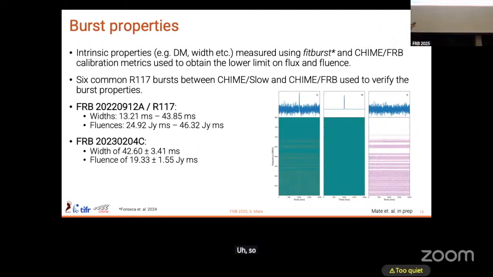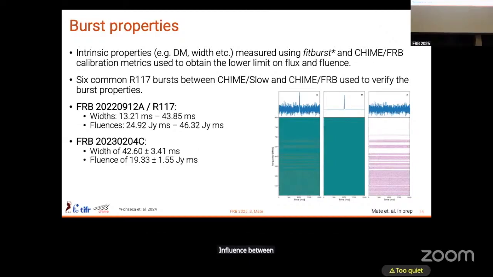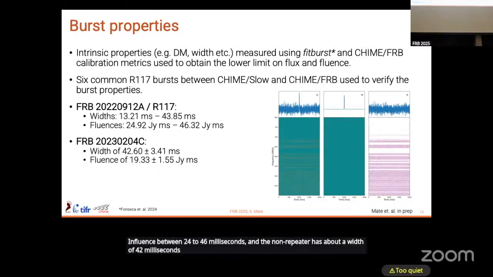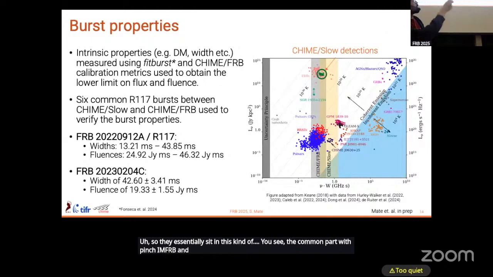Just to quickly go through this, all the 8 bursts of R117 have FWHM widths between 13 and 43 milliseconds and fluences between 24 and 46 Jansky milliseconds, and the non-repeater has a width of about 42 milliseconds and a fluence of 19 Jansky milliseconds. So they essentially sit in the common part between CHIME FRB and CHIME slow. We don't have anything on the wide side. We hope to have it soon.